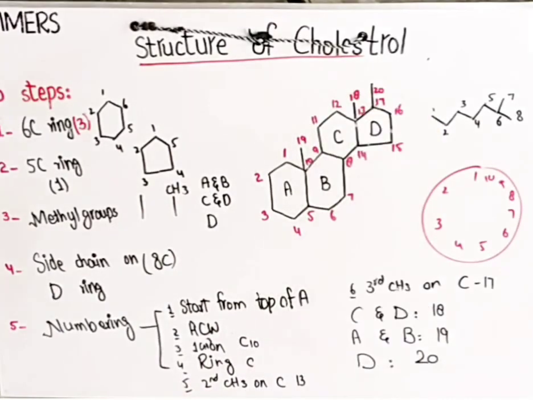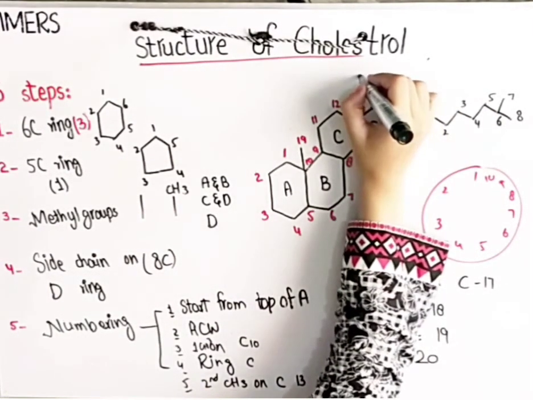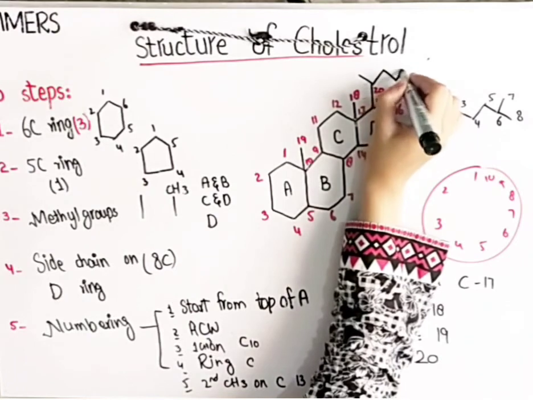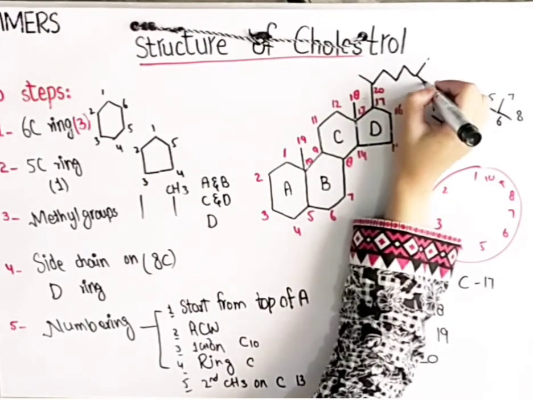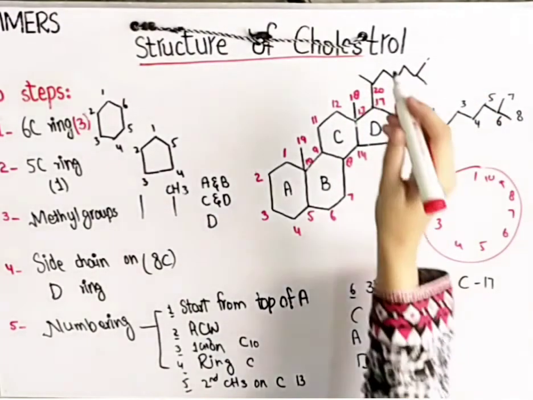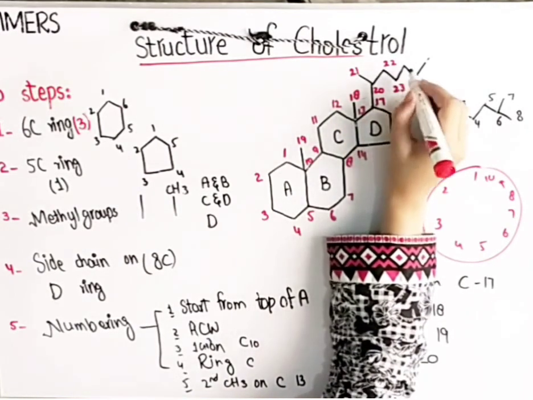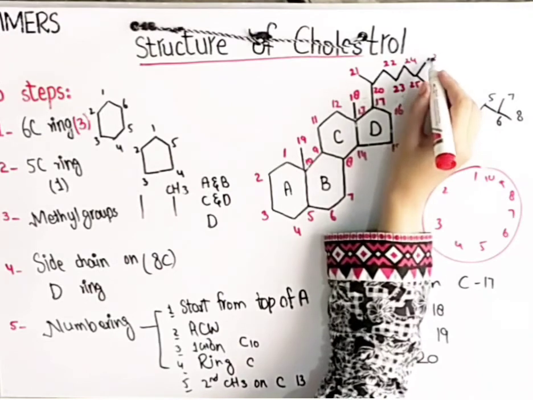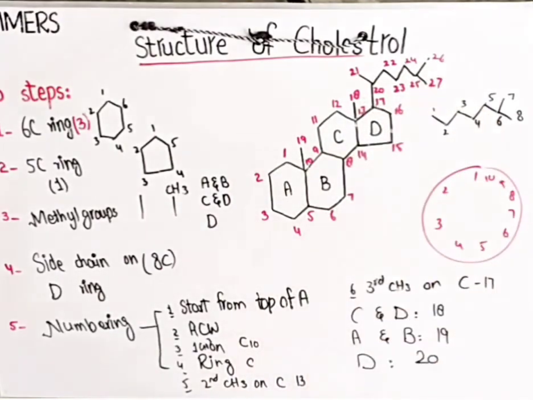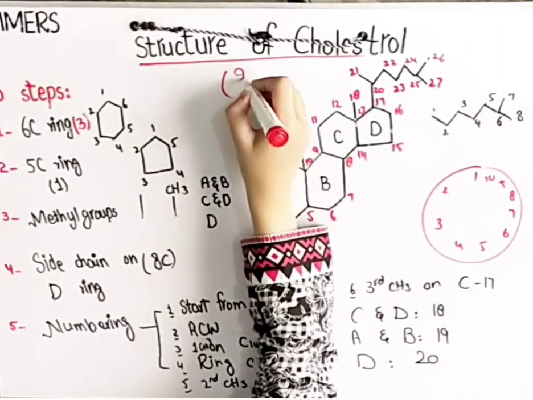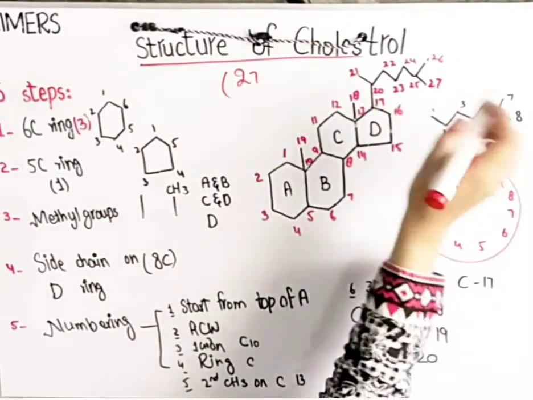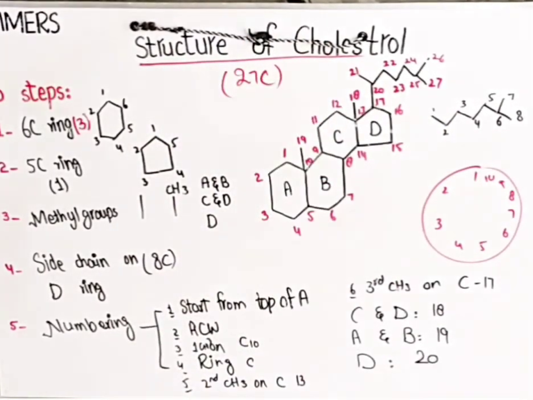So let me draw the chain over here. This is 1, 2, 3, 4, 5, 6, 7, and 8. An 8 carbon chain. And now simply you have to number this chain as 21. It's already 20, so 22, 23, 24, 25, 26, and 27. So do remember, cholesterol is a 27 carbon compound. Now the numbering has been completed.